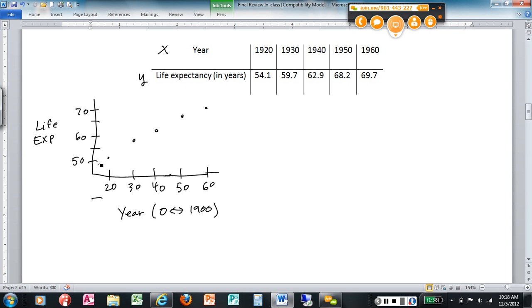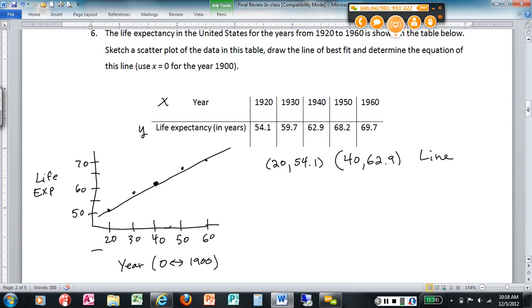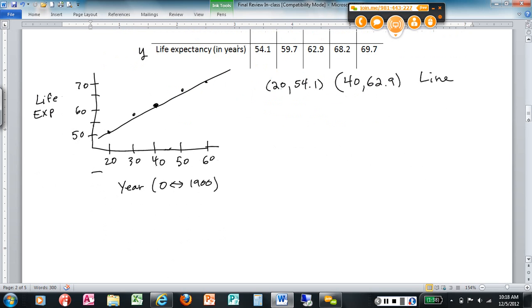And so, like I said, these are all lining up pretty well. So let's just go with the first point and the third point. The 20 and the 40 point is the one I used. So the ones I used were 20, what was 20? 54.1, and the 40, 62.9. That was my line points, okay? So that's the line of best fit. Now what else did it want us to do? Determine the equation for this line. So how do I determine the equation for that line?